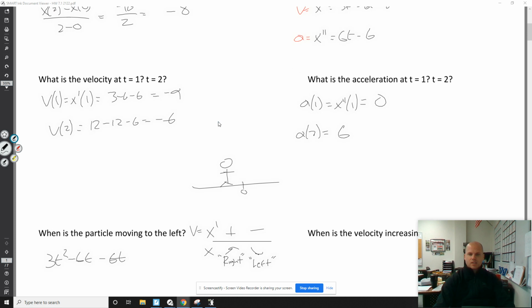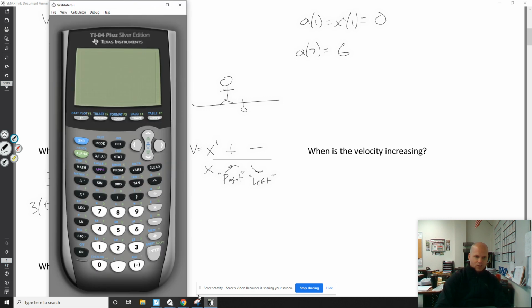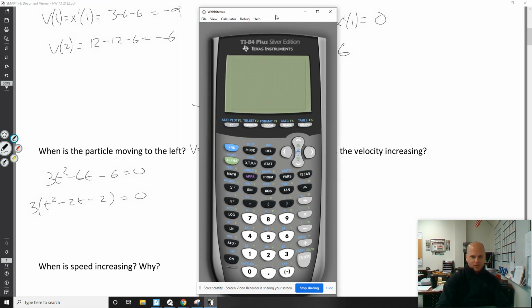3t squared minus 6t minus 6, set equal to 0. It's not going to be nice to solve. If you pull out a 3, you get that. Can't factor this to solve this, unfortunately. Two numbers that multiply to get negative 2 and add to get negative 2 don't exist. So I'm going to use my calculator for this.